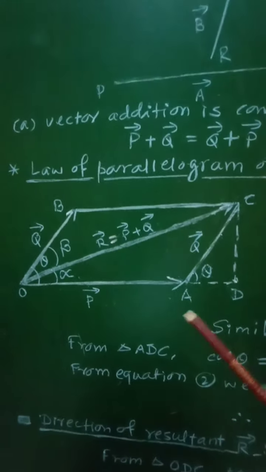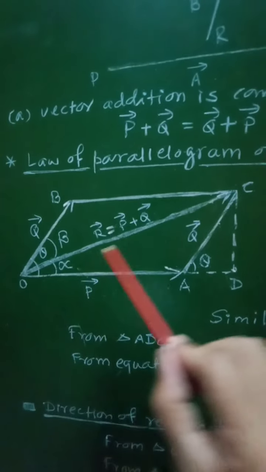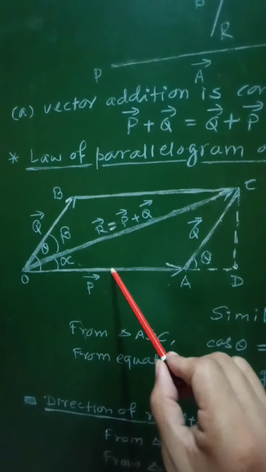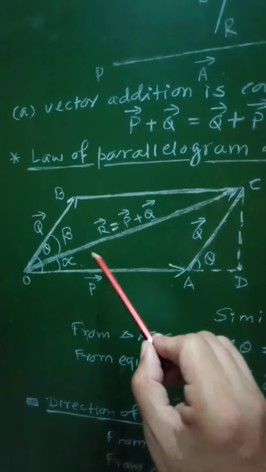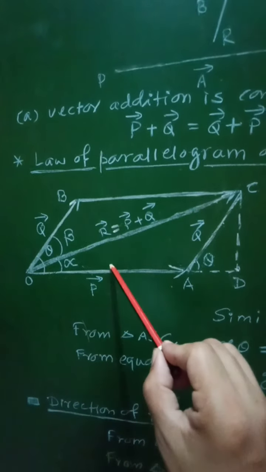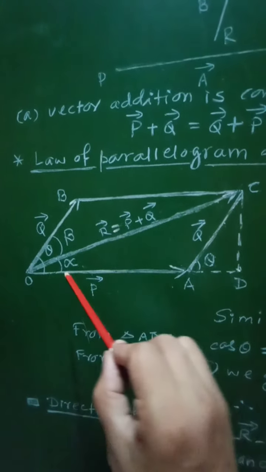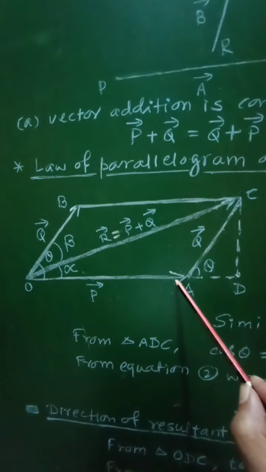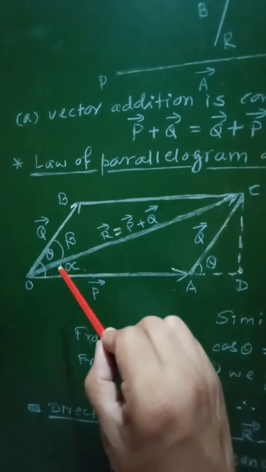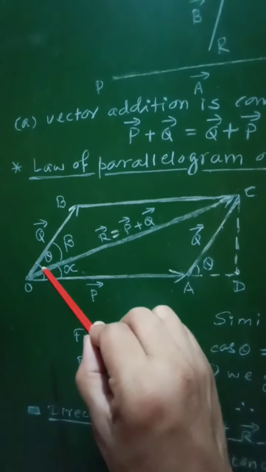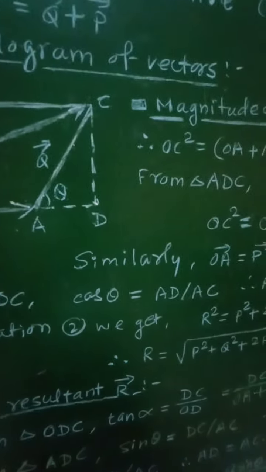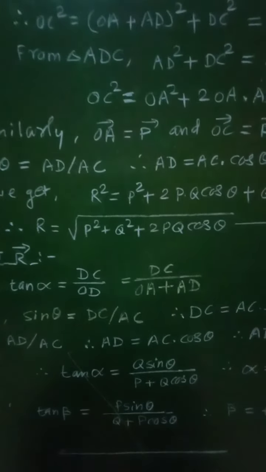So in order to find the direction of this OC, we will consider both these angles, that is we will have to find out the value of alpha and the value of beta. Alpha will give us the direction of this resultant with respect to vector P, and beta will represent the direction of the resultant with respect to vector Q. And in order to find the magnitude, we have written R is equal to root of P square plus Q square plus 2 PQ cos theta.